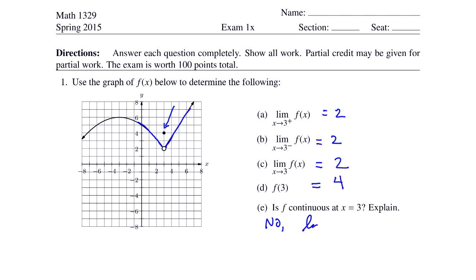The reason is the limit as x goes to 3 of f of x is not equal to f of 3. So in order for a function to be continuous, the limit must exist, the function value must exist, and both of those must be the same value.